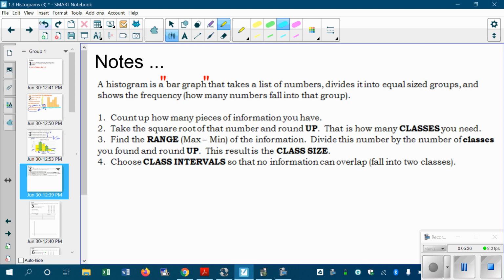So that's what I mean. This is something that's kind of like a foundation to begin from, and then you adjust depending on your data set. So you see that the rule of thumb says we're going to count up how many pieces of information we have. We'll take the square root of that number, and then we'll round it up. That result is how many classes you need.